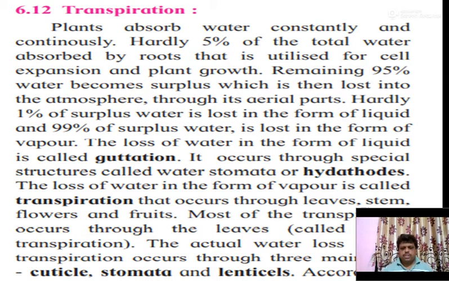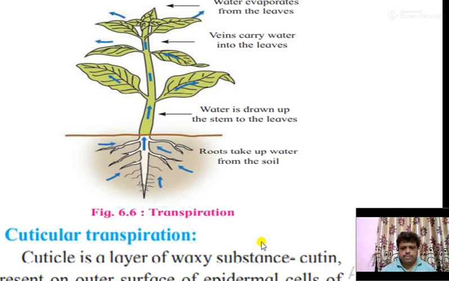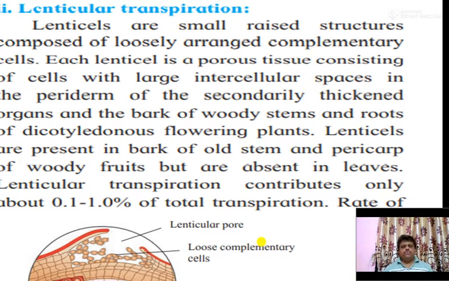Cuticular transpiration, with the help of a slide. Cuticle is a layer of waxy substance, cutin, present on the outer surface of the epidermal cells of leaves and stem. Cuticular transpiration occurs by simple diffusion and contributes about 8 to 10% of the total transpiration. It occurs throughout the day, and its rate is inversely proportional to the thickness of the cuticle.